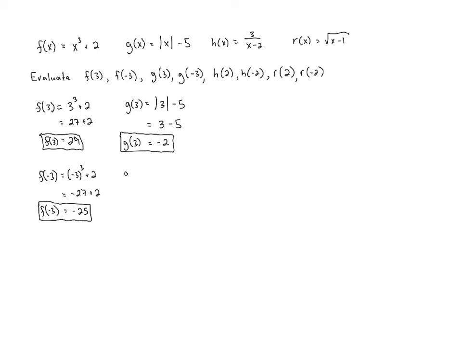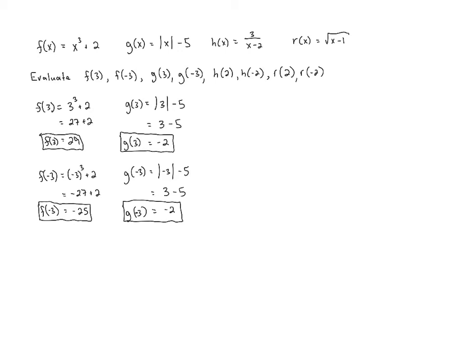And then we can look at g of negative 3. It's going to be the absolute value of negative 3 minus 5. Well, the absolute value of negative 3 is also positive 3. So we get 3 minus 5, which also gives us negative 2. So g of negative 3 is also negative 2.